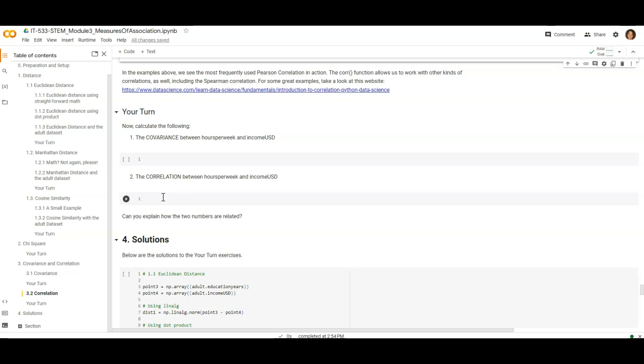Once you've done that, you have completed all the work for this workbook, which we started by talking about distance as a measure of association, specifically Euclidean, Manhattan, cosine similarity. Then we moved into categorical attributes and chi-square. And then we moved back to numeric attributes with covariance and correlation.